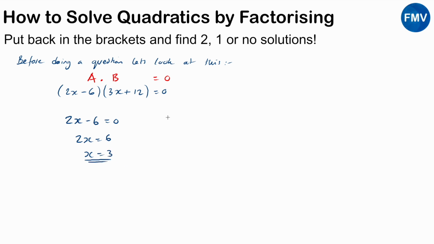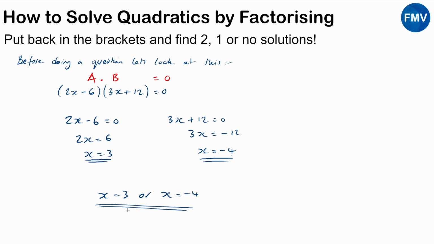Looking at the other side, we are looking at 3x plus 12 equals 0. We're subtracting 12 from both sides. We now get 3x is equal to minus 12. We then divide both sides by 3 and we get x is equal to minus, because a negative divided by a positive is a negative. 12 divided by 3 is just 4, and that's our other solution. So we can say x equals 3 or x equals minus 4. And that is the answer to this factorised quadratic.